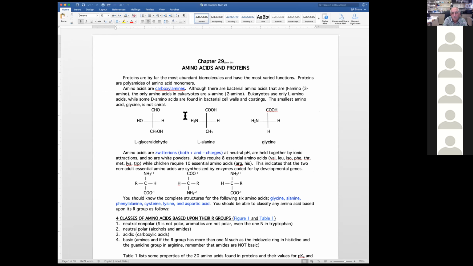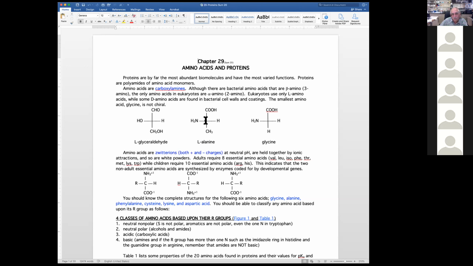And most of them are going to be alpha amino. What that means is that here's the carbonyl carbon. The first carbon next to it is going to be the alpha, right? So alpha amino. There are some bacteria that produce beta amino acids, but most of them are going to be alpha amino.